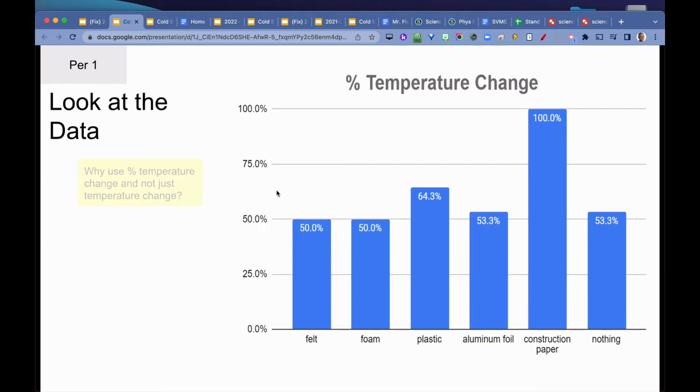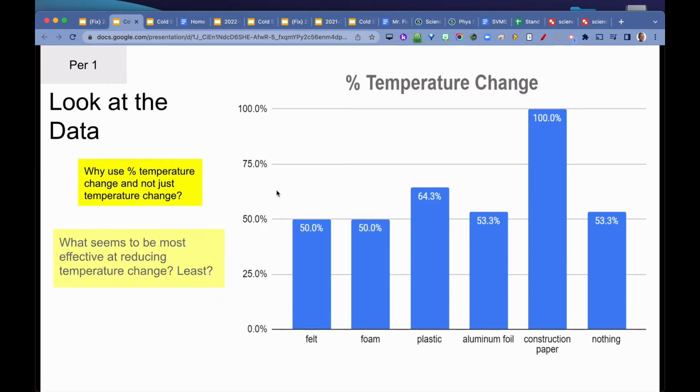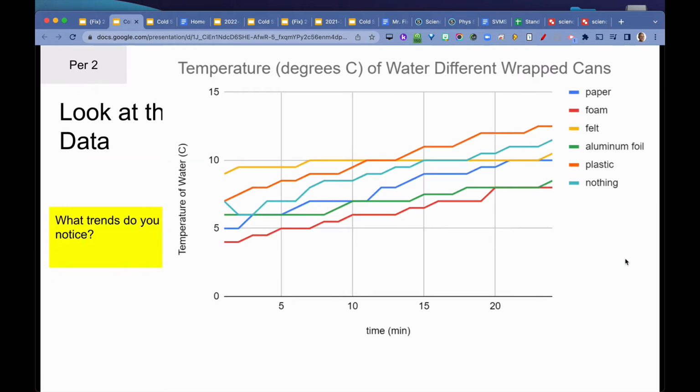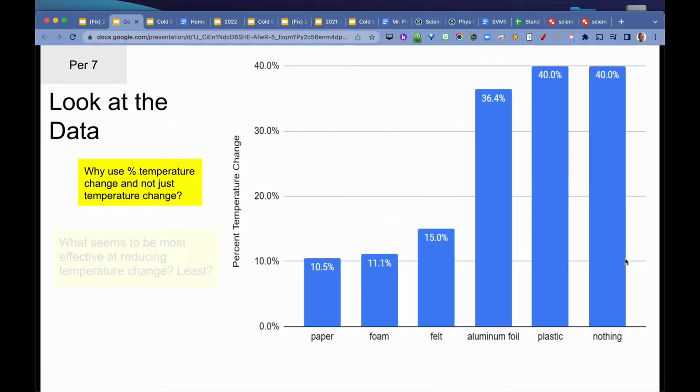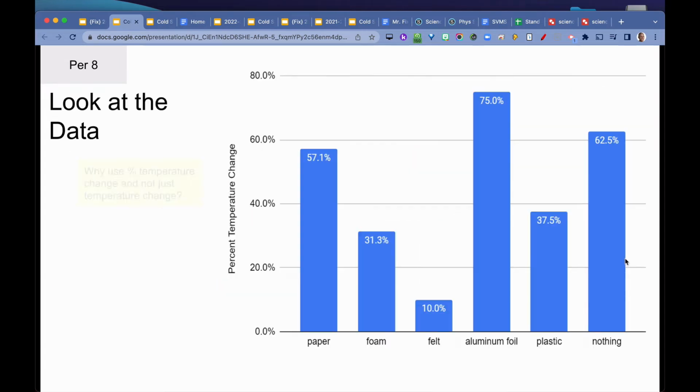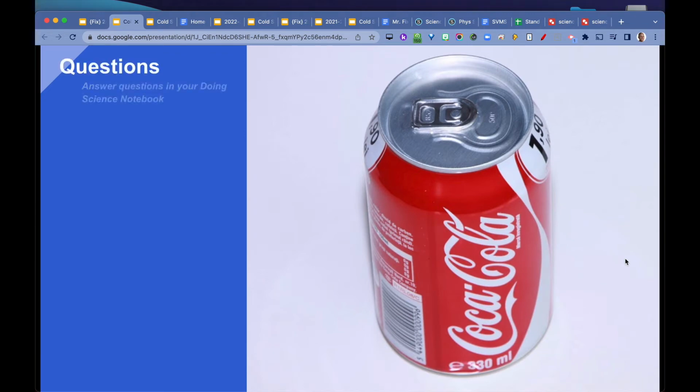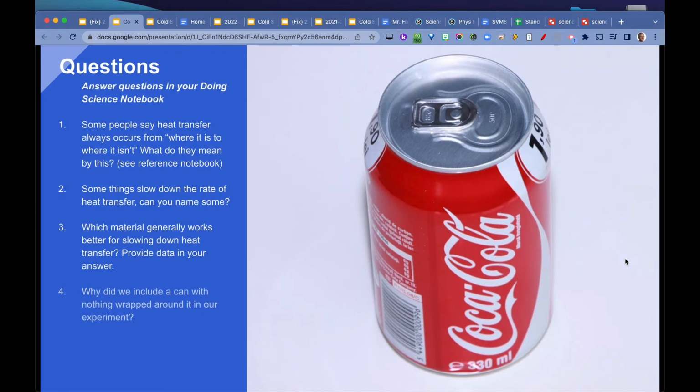So now what they did is we looked at, well, which one seemed to be most effective at reducing temperature change, which one's least. So for this period 1, the least effective material was construction paper and the most effective was felt or foam. Again, nothing is normal conditions, there's no wrapping around it. And so this is period 2 data, this is period 3 data, or period 2, period 7 data, and then period 8 data. And then in their Doing Science notebook, they had to answer these 4 questions, and we went over them in class.